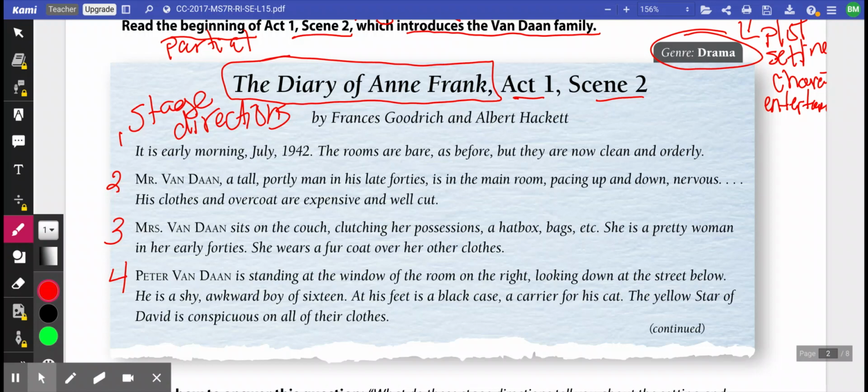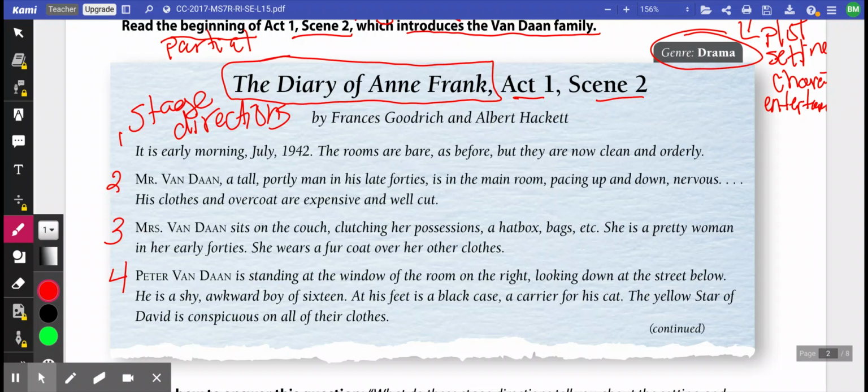She wears a fur coat over her clothes. Peter Van Daan is standing at the window of a room on the right, looking down at the street below. He's a shy, awkward boy of 16. At his feet is a black case, a carrier for his cat. The yellow Star of David is conspicuous on all of their clothes. All right, so end scene.